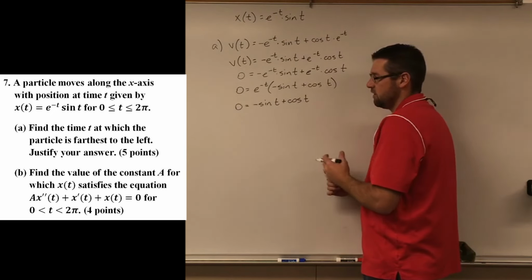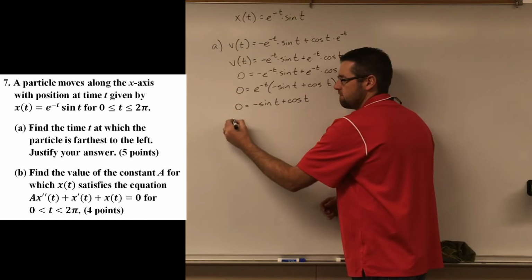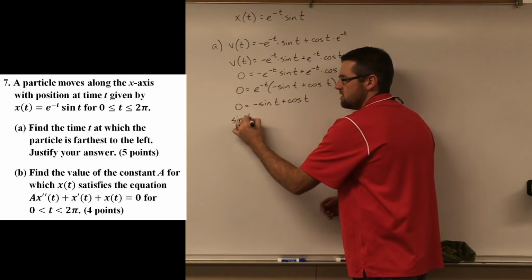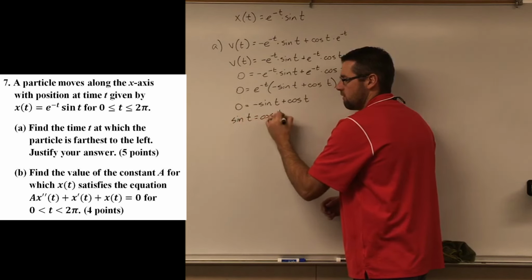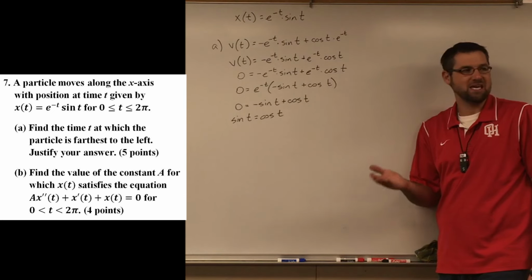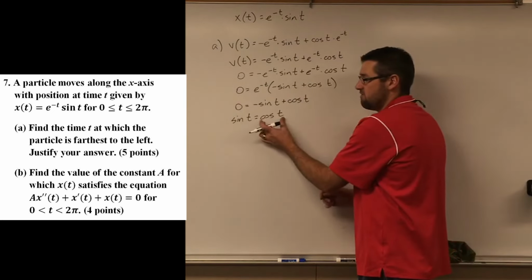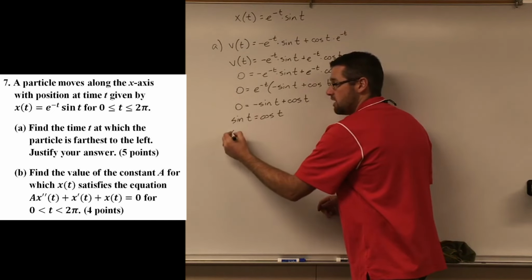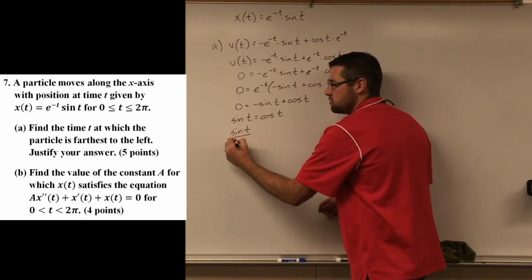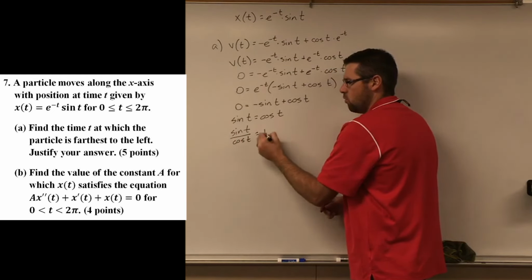Unit circle, yeah, trig, yeah, okay. How about we add sine to both sides? What do we get? Sine of t equals cosine of t. You could think of it that way. When does sine of t equal cosine of t? Or you can divide by cosine. So you'll end up with sine of t over cosine of t equals what? No, equals 1.